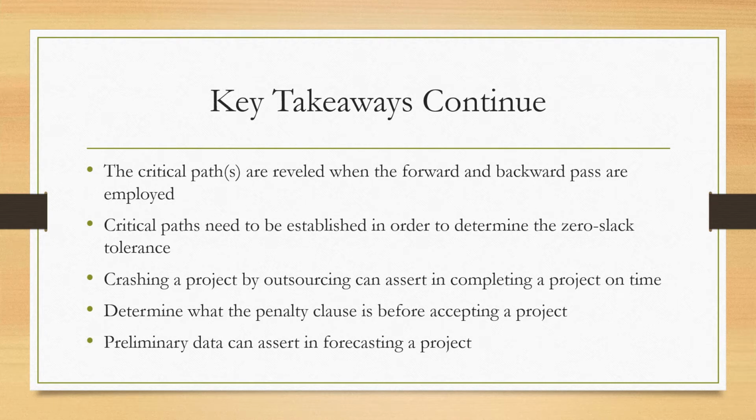In the key takeaways continue, we also have the critical path or paths that are revealed when the forward and backward paths are employed. Critical paths need to be established in order to determine the zero slack tolerance. Crashing a project by outsourcing can assert in completing a project on time. Other two takeaways are to determine what the penalty clause is before accepting a project.